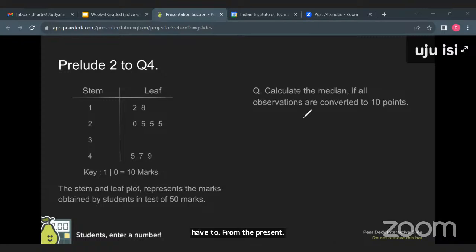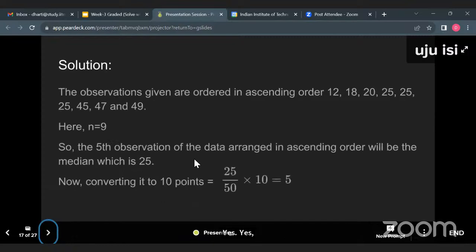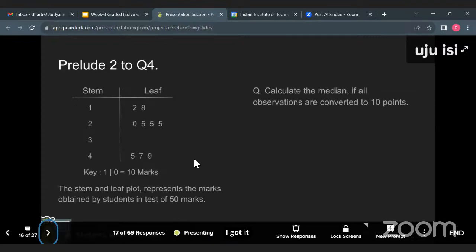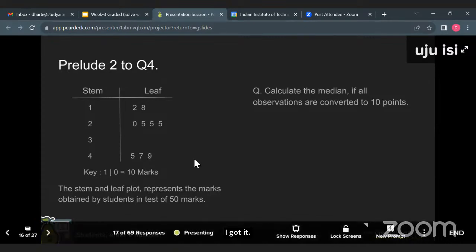In this case, 25 is the median, found in the fifth interval. Yes, I got it. Ma'am, can you go to that question? Here it is clear that 25 is the mean. Then what is the need to calculate the 10 point, when after calculating it the answer will be the same?